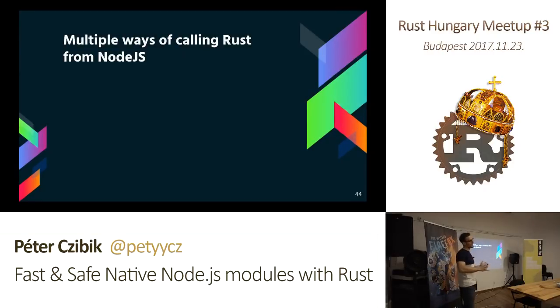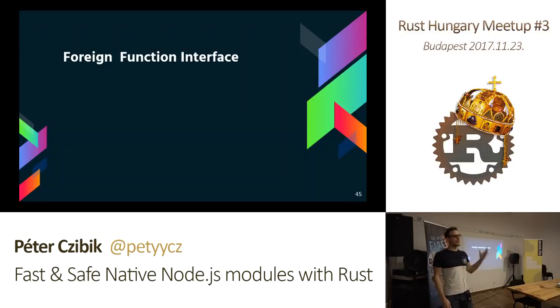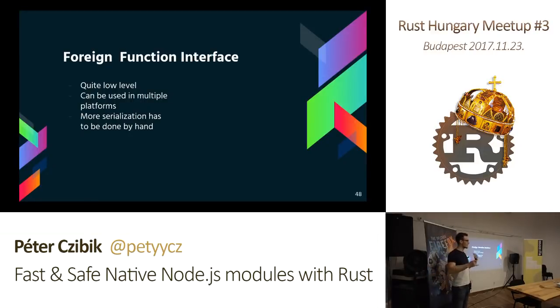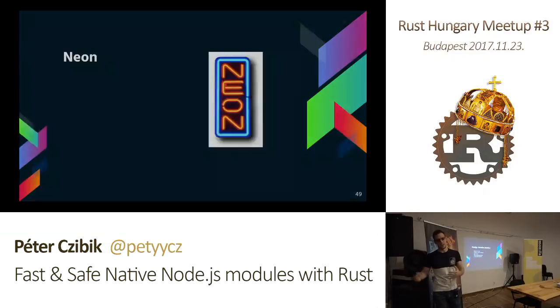We have multiple ways, actually, to call from Node.js into Rust that we're going to see today. One of them is a foreign function interface, which is a common thing to use to interface between languages, and it's quite low level, but it can be used on multiple platforms. So it's not only for Node.js. If you write a module that exposes its functions to an FFI, then you can call it from Python or any other language. But there's more serialization that we have to do if we use this.